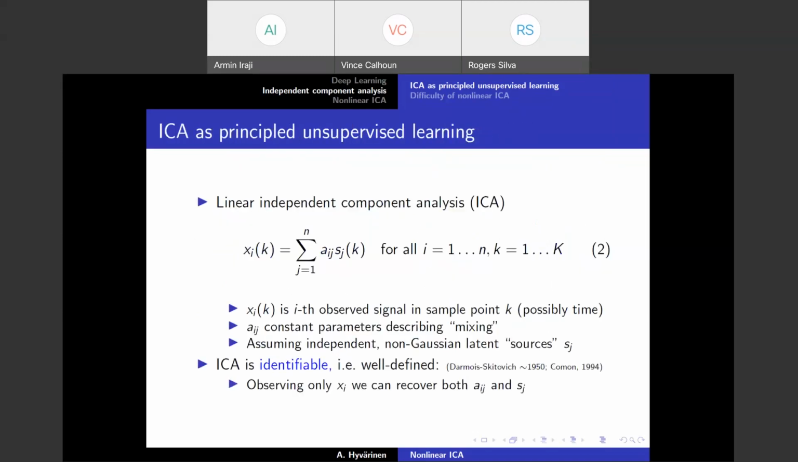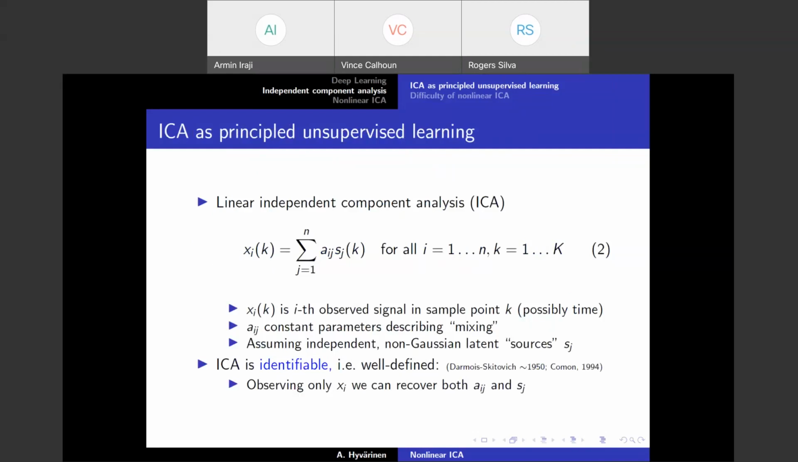Next point, please. Thank you. Now, the fundamental point here is that this ICA model is identifiable. That is a fundamental concept in this talk. What it means is that the model is well defined in the following sense: when we only observe the x's, we can actually recover both the A's and the S's.